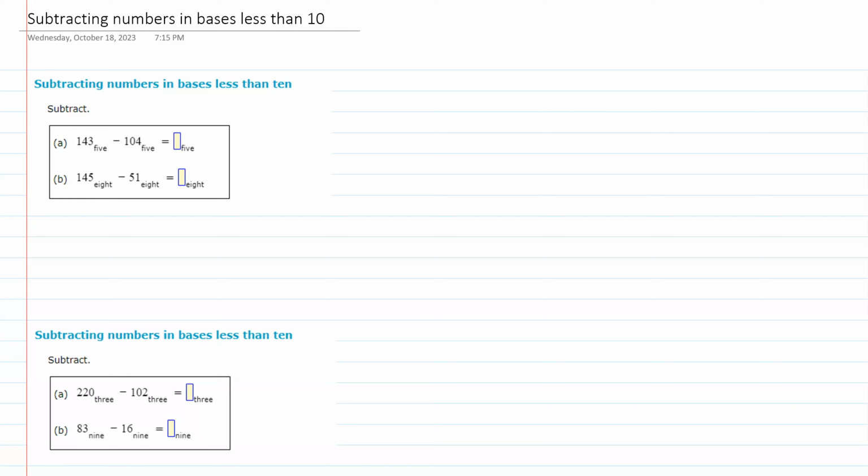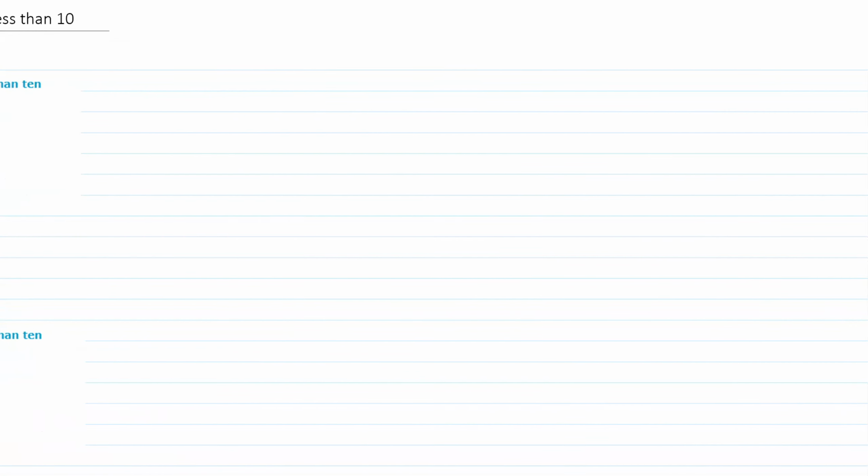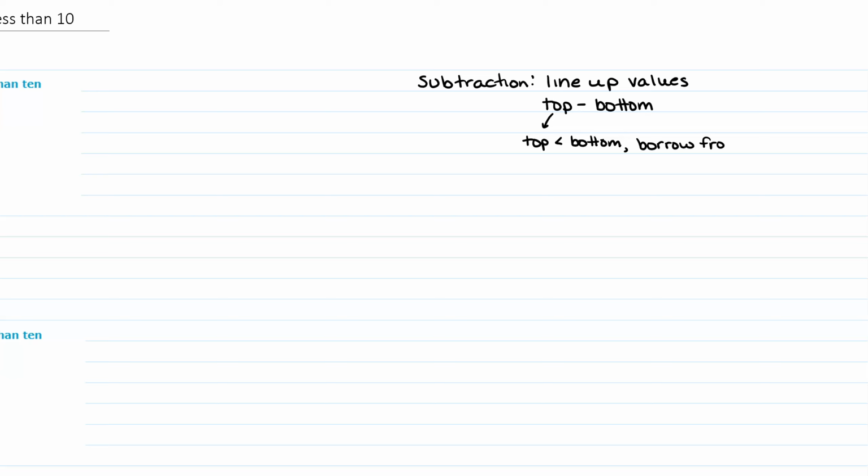For this next lesson, we're going to be subtracting numbers in a base less than 10. But before I do that, I want to talk about subtraction in just regular base 10. So when you're subtracting, you line everything up. So line up the values, and then you're going to do top minus bottom, one digit at a time. But if the top digit is smaller than the bottom digit, you have to borrow from the place next door.